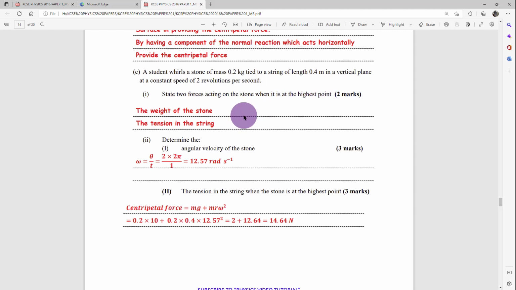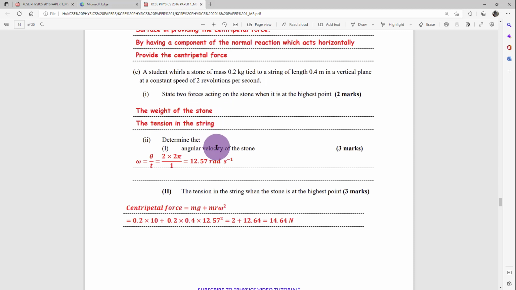Again, in another video that I've given at the end of that download, you would be able to understand the concept of the vertical circle. I've dealt with this concept extensively, so don't fail to go to those videos in order to refresh your knowledge when you look at vertical circle. So the two forces acting on this stone at the topmost part of the circle will be the weight of the stone and the tension in the string.